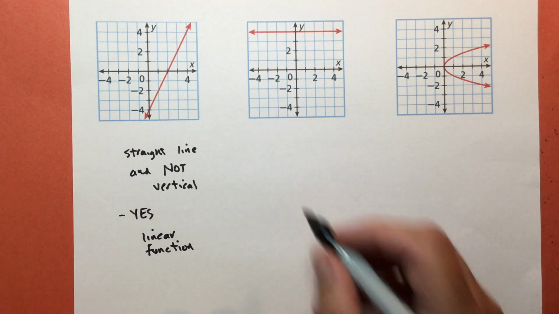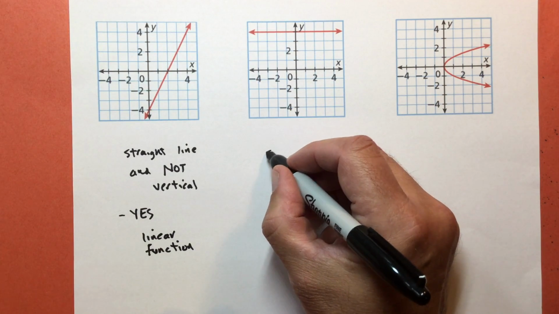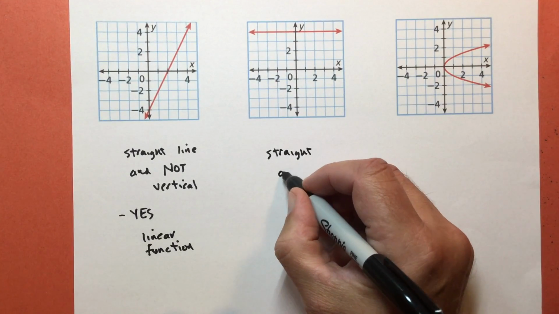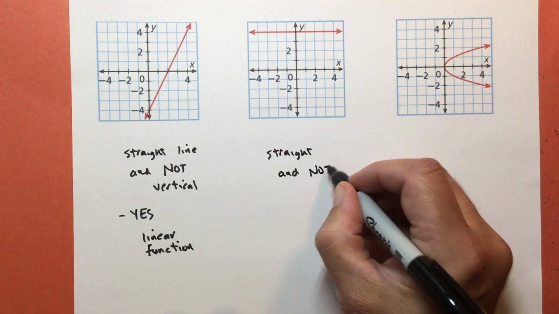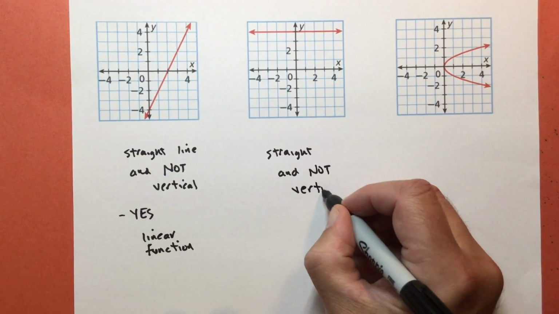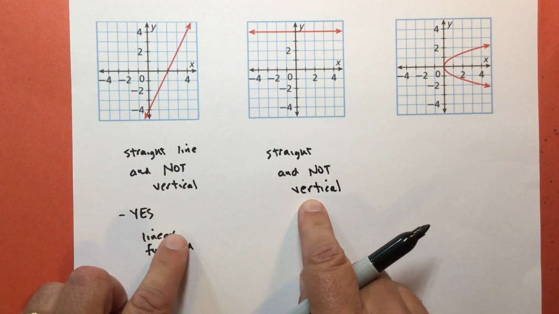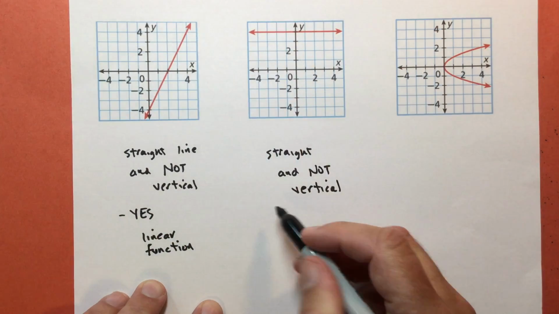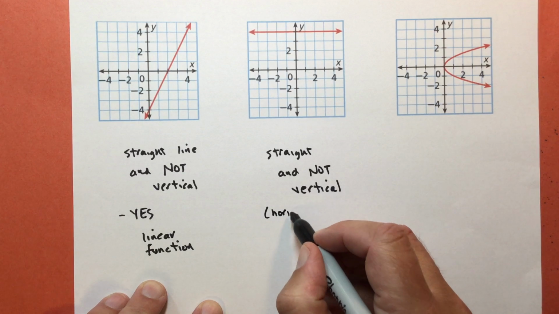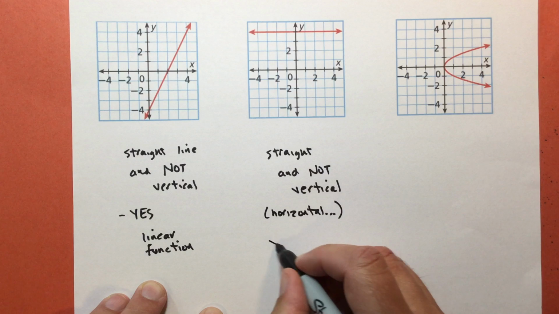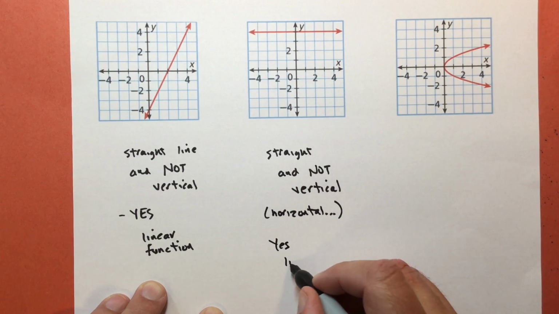But yes, it is. It is a straight line, and it is not vertical. Just like the last one. Straight line, not vertical. This is not vertical, this is actually horizontal. Horizontal lines are okay. So we say yes, this is a linear function.